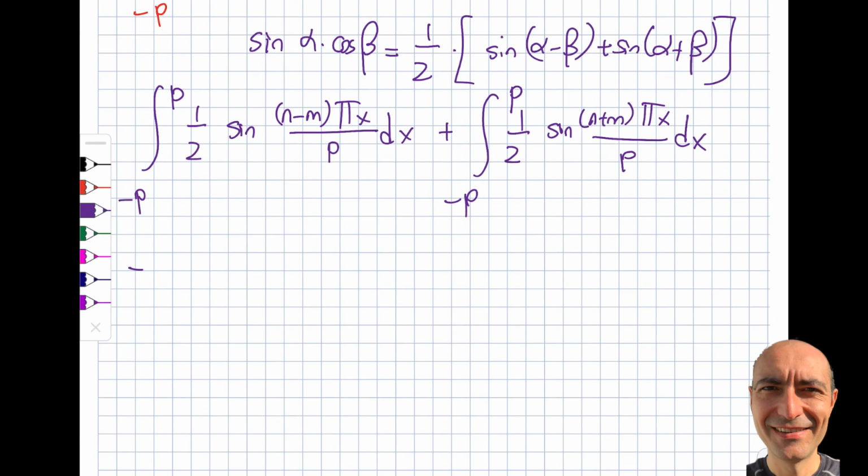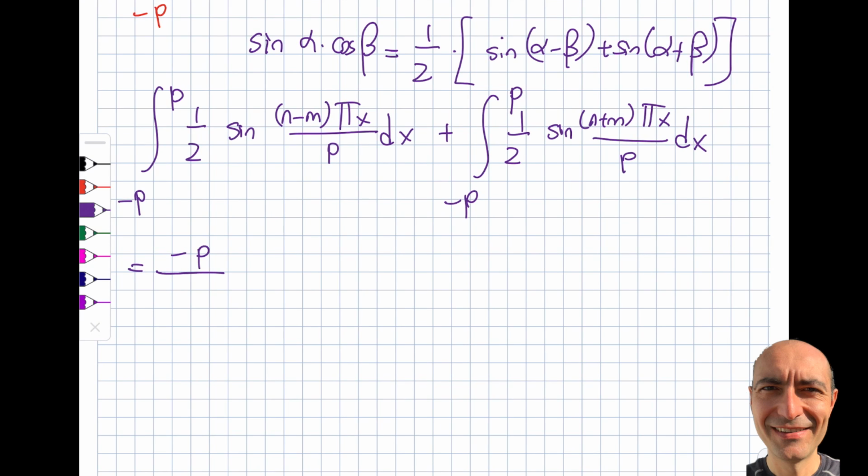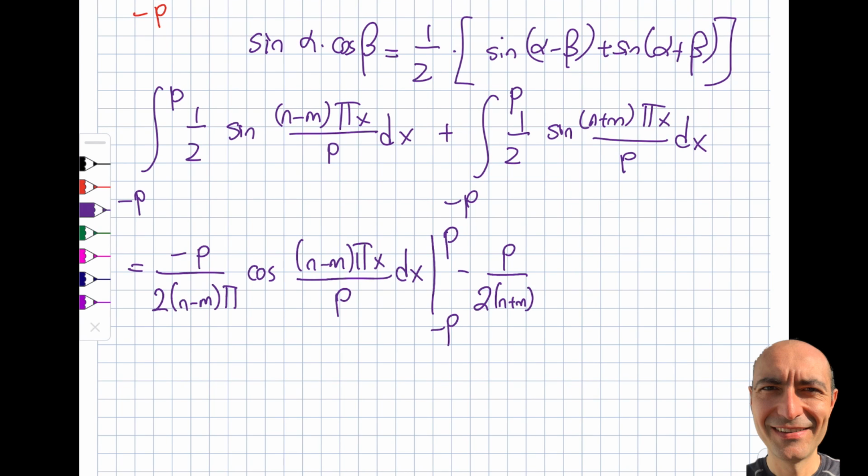Okay, let's take the integral. It's minus p by, let's not forget the 2, n minus m times pi, and then cosine of n minus m pi x by p. I'm going to evaluate this from minus p to p, and similarly the second term will be plus, but the integral of sine is minus cosine, so it's going to be minus p by 2 times n plus m times pi, cosine of n plus m pi x by p. I will have to plug this in from minus p to p. Okay, good.